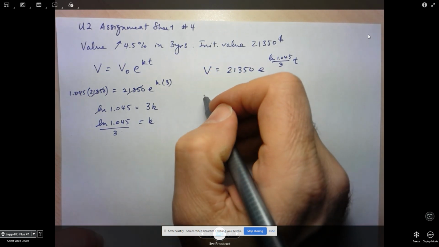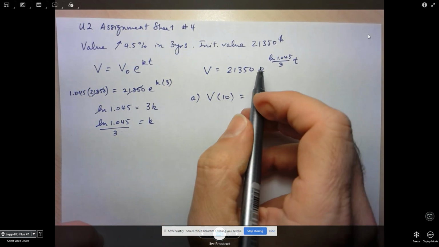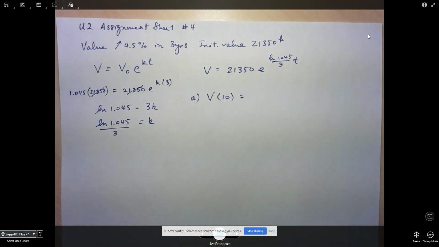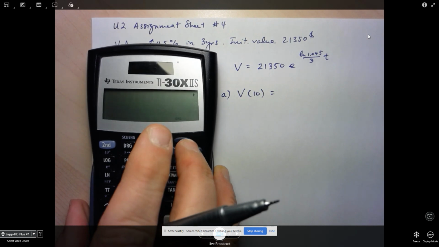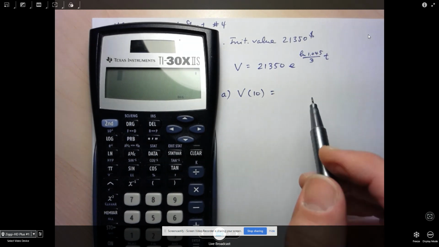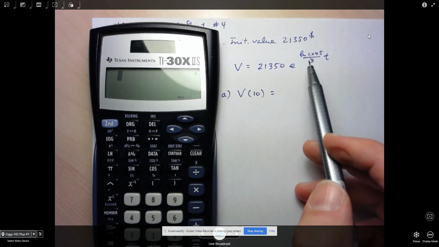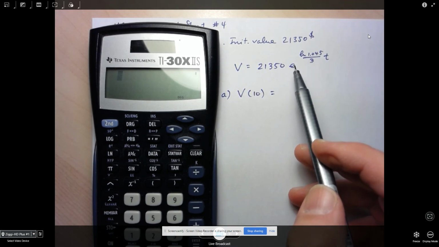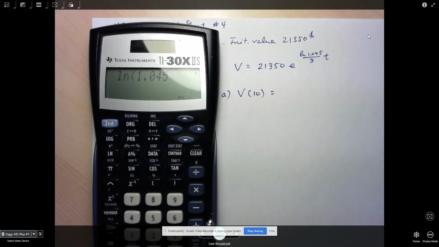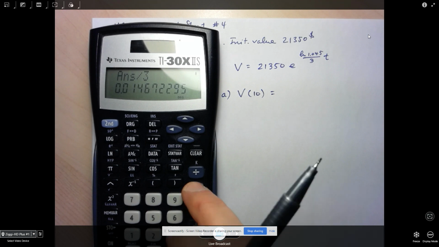And in particular, in A, we want to find the value after 10 years. So I'm just going to input 10 into this equation. Let's get our calculator out. This is actually pretty annoying to put into the calculator altogether, so I think what I'll do is calculate the exponent of E first, and then I'll input everything else. So we've got ln of 1.045, divided by 3, and now I'm going to input the value of 10, so times 10.